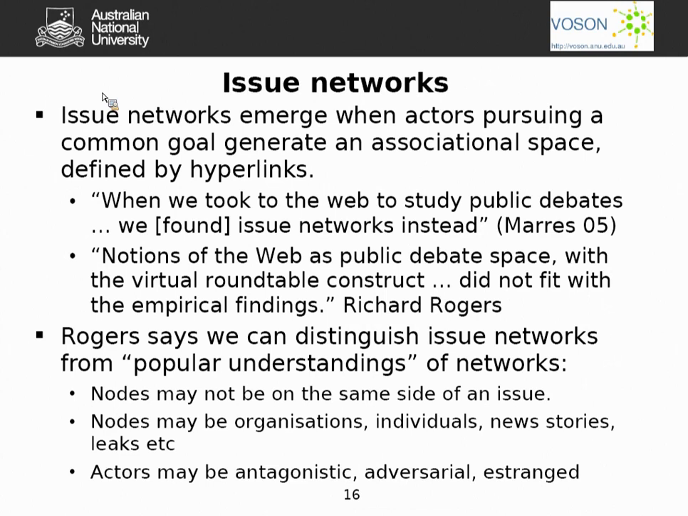Nodes may not be on the same side of an issue. Nodes may be organisations, individuals, news stories, leaks. Actors may be antagonistic, adversarial, and estranged. So already, I think that what I get from it is that issue networks are something very different to social hyperlink networks, such as the one that I studied with Dean Lusher. And I think they are quite different from citation hyperlink networks as well.